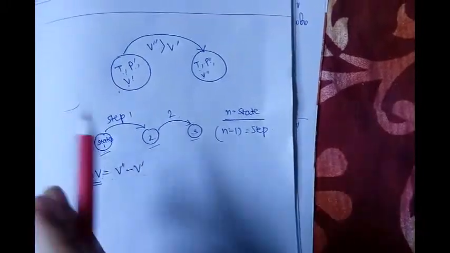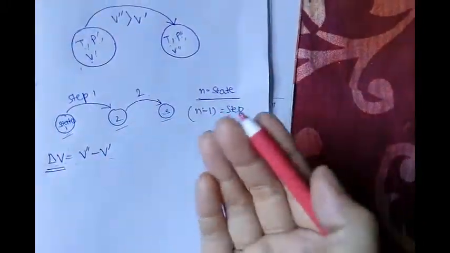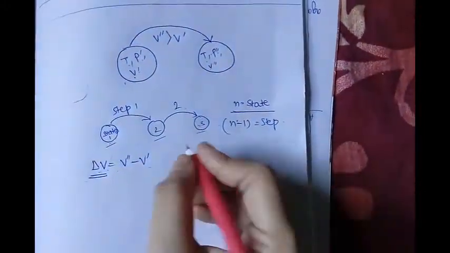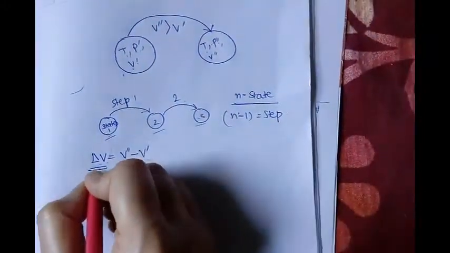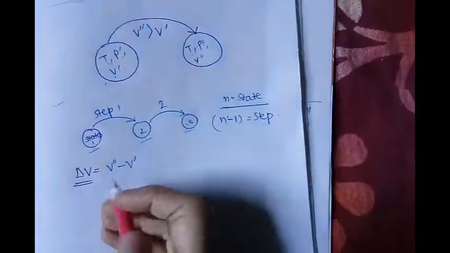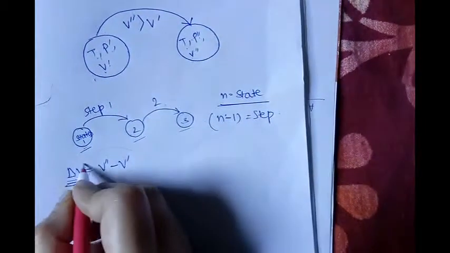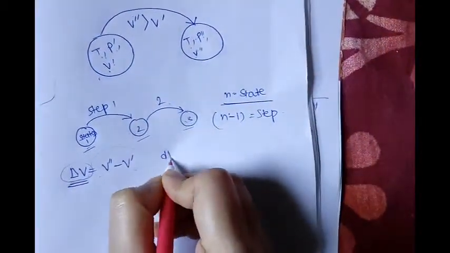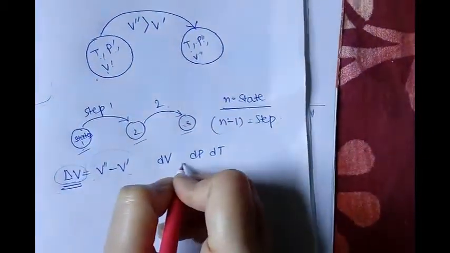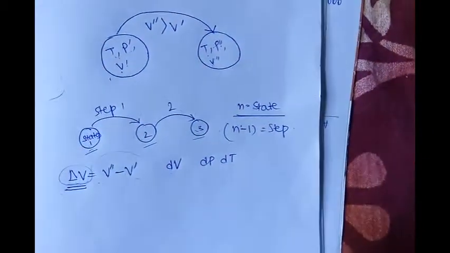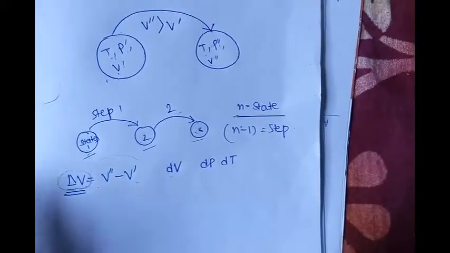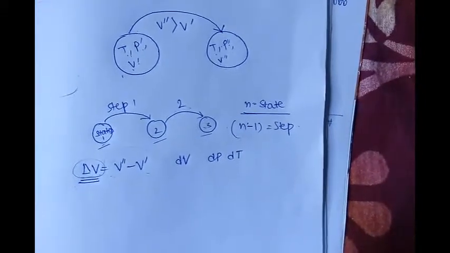Now if we go from a finite number of steps to an infinite number of steps, when an infinite number of steps forms, then this delta V, this difference, becomes differential, that is dV or dP or dT. So the difference becomes differential when the number of steps becomes infinite from a finite number.